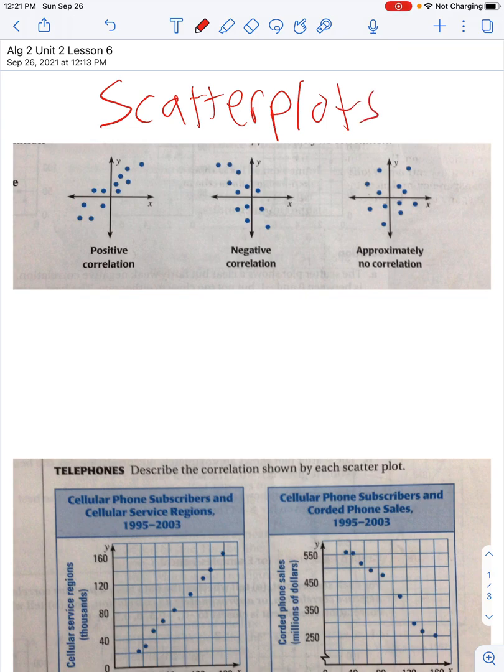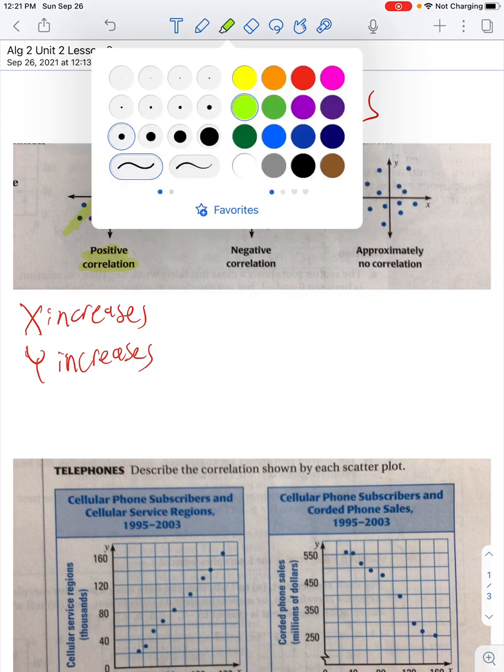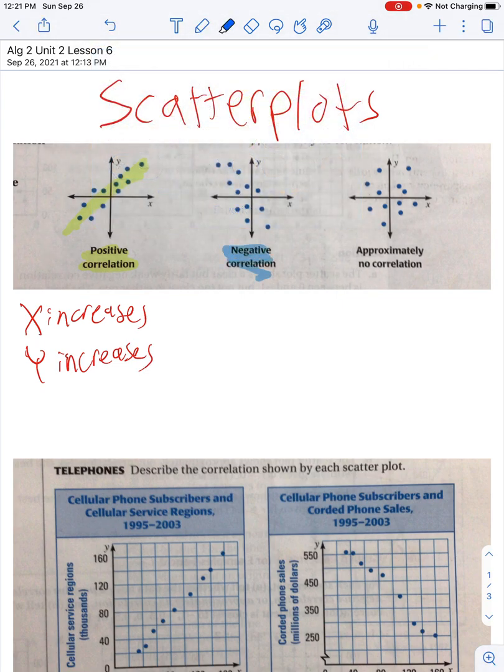So I'm sure you're wondering what a scatter plot is. A scatter plot is a graph of a set of data points, x and y. And if y increases while x increases, we call it a positive correlation. So again, as x increases, y increases. And vice versa, when we look at a negative correlation, we can say that as x increases, y tends to decrease.